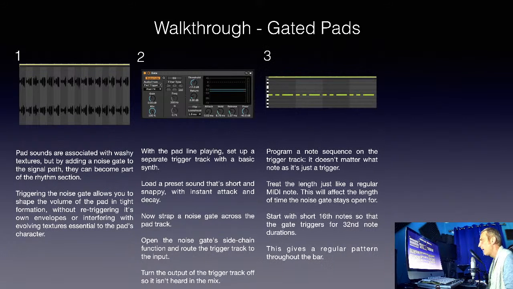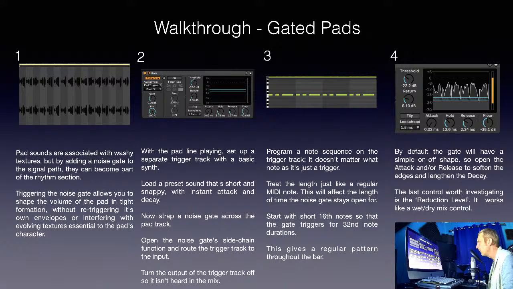Then program a note sequence on the trigger track. It doesn't matter what note it is, it's just a trigger. It's acting as a short MIDI trigger. Treat the length just like a regular MIDI note, and this will affect the time the noise gate stays open for. So imagine you're trying to create a rhythmical pattern in MIDI and then apply it to the gate. Start with short 16ths so that the gate triggers for 32nd note durations. This gives a regular pattern throughout the bar.